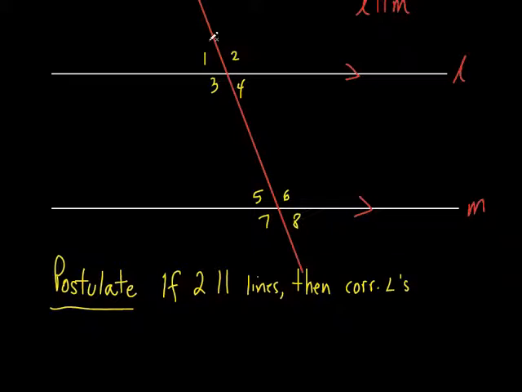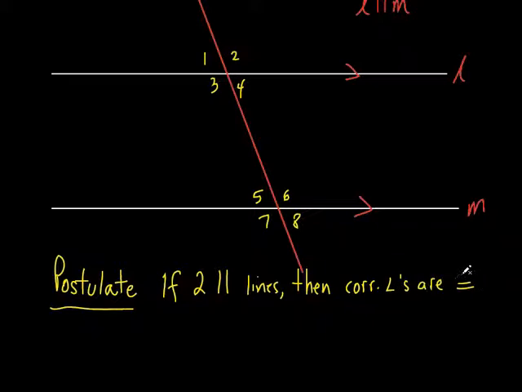Yeah, it looks the same, don't they? 1 and 5 look the same, don't they? And they actually are. If you took a protractor and measured it out, you would find that 1 and 5 are exactly the same. So this postulate says this: if you have two parallel lines, then the corresponding angles are equal.